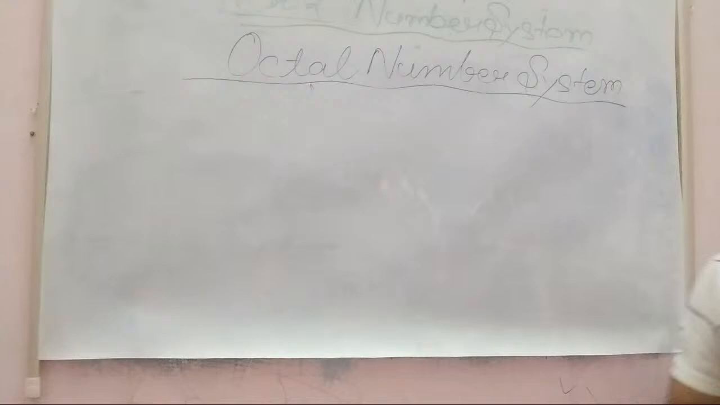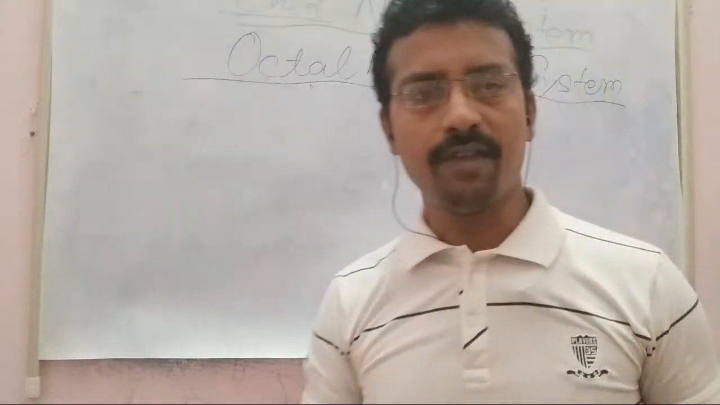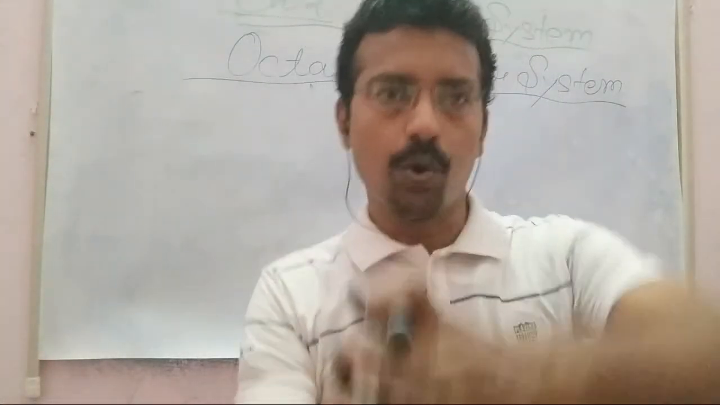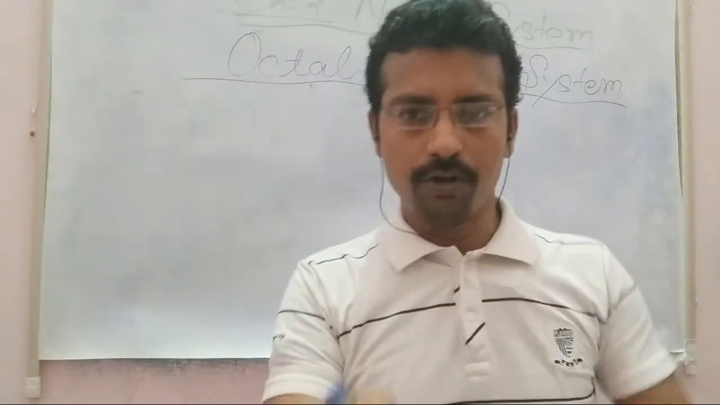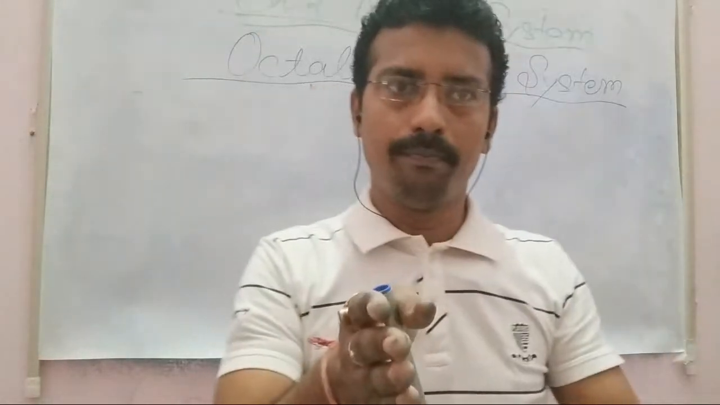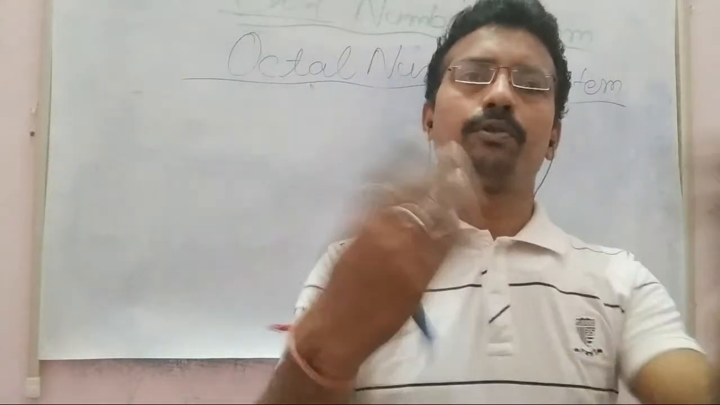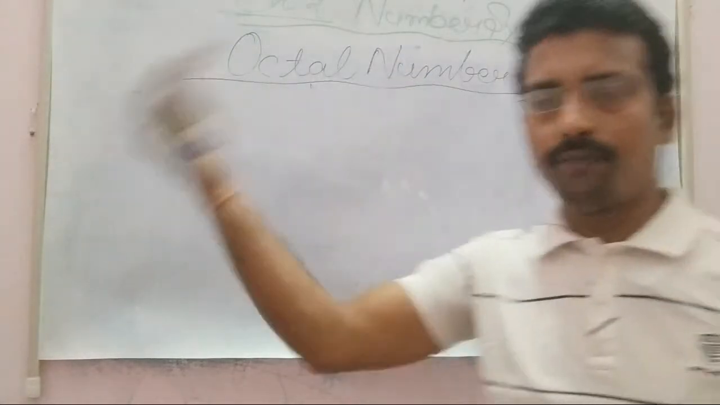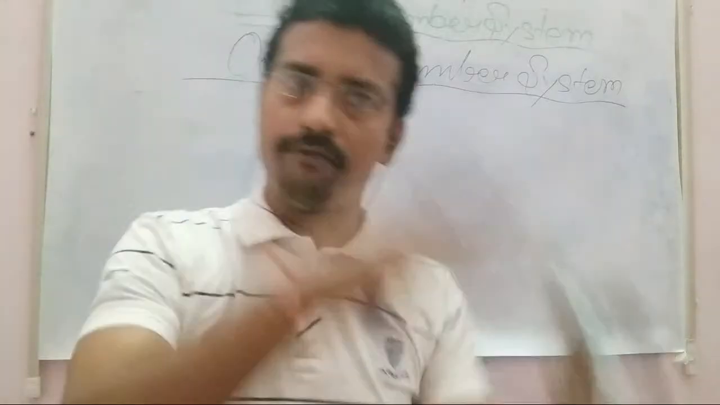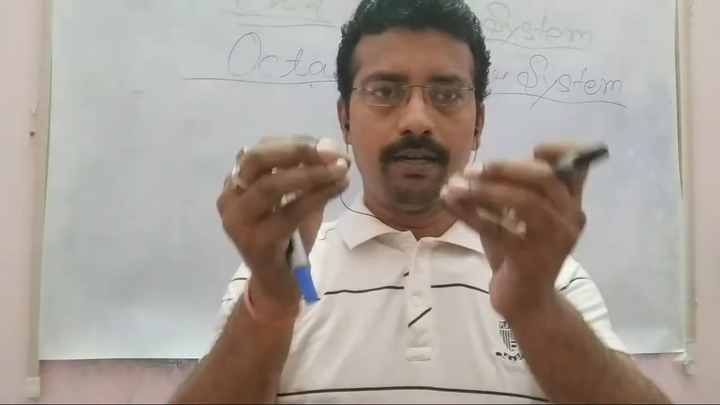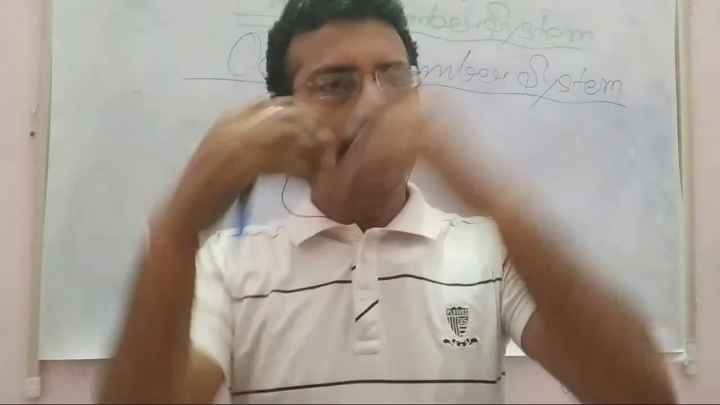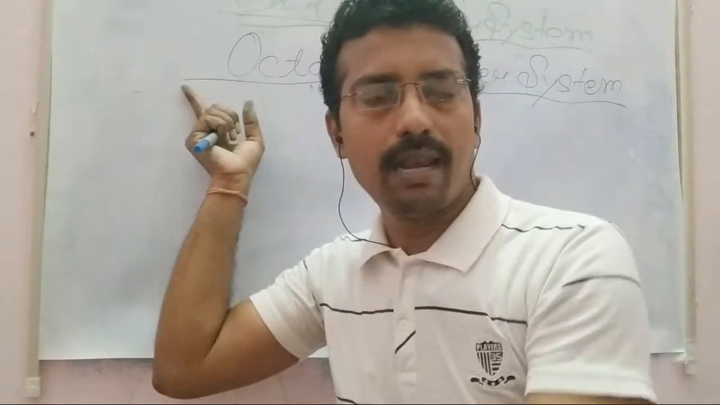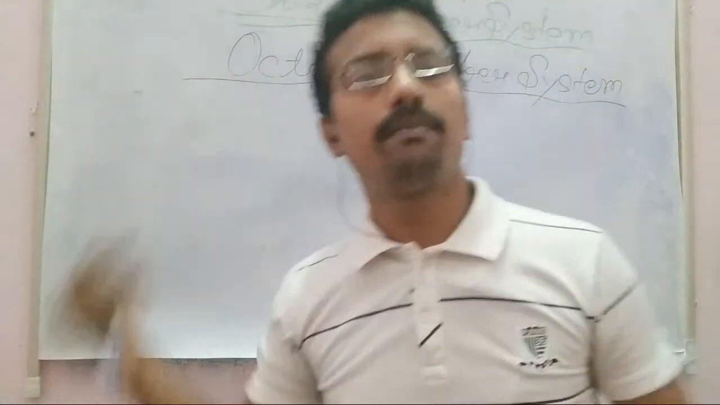Now the question is, suppose we have to calculate or convert a decimal number into octal form. So how will we convert it? What is the procedure of conversion? Just like we converted a decimal number into binary form and binary to decimal, in the same order we can also convert an octal number to decimal and a decimal number to octal. So what is the procedure?